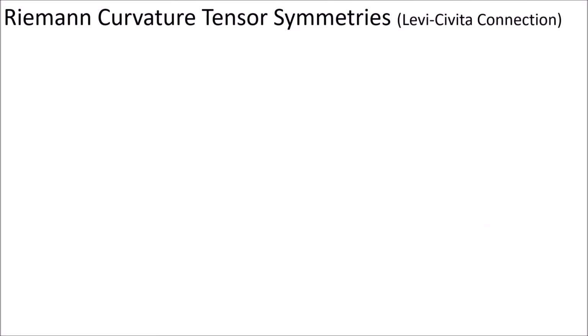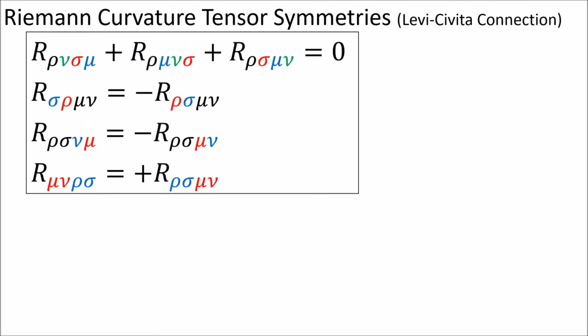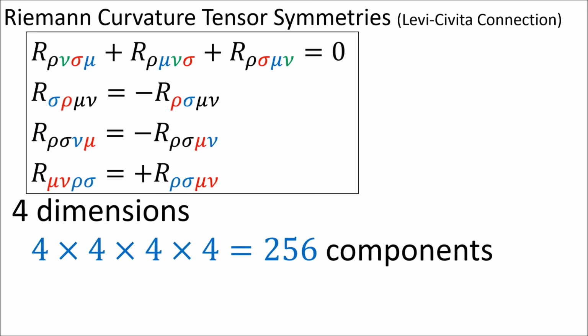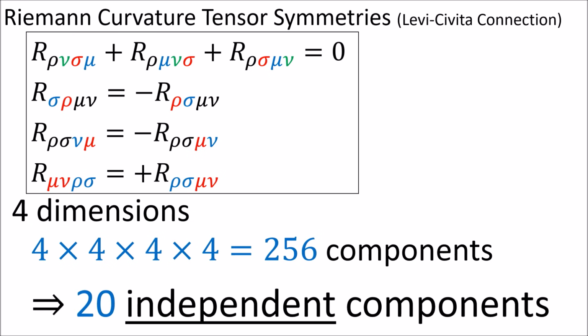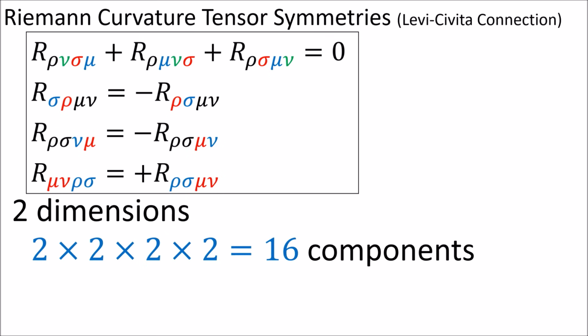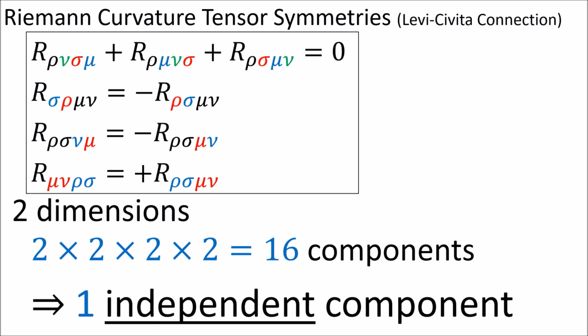The Riemann tensor components also have a number of symmetries between its four indices. And it turns out in 4 dimensions, out of the 256 components, there are only 20 non-zero components that are independent. The other components are either 0 or can be determined from the original 20. In 2 dimensions, where the Riemann tensor has 2 times 2 times 2 times 2 equals 16 components, it turns out there's only one independent non-zero component.